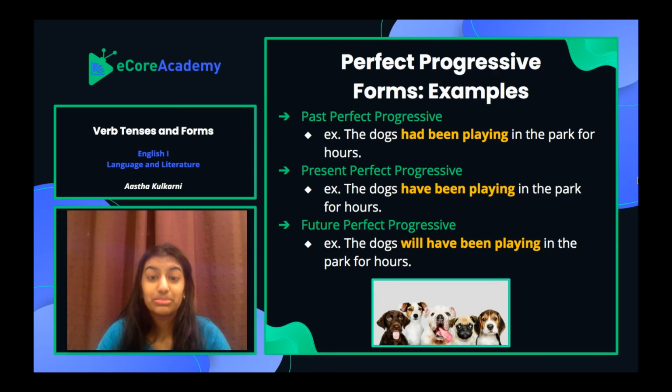So they have been playing in the park for hours. There's no indication of if they've stopped yet. So that is how it can still continue into the future. But since there's no indication, it is only present perfect.